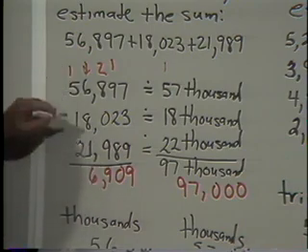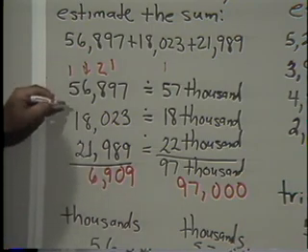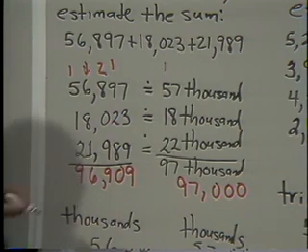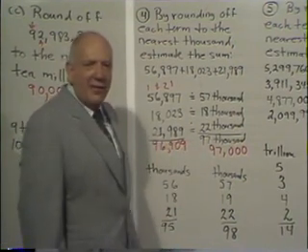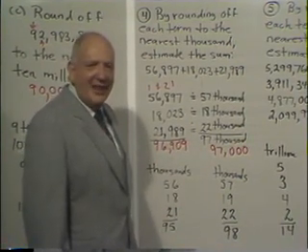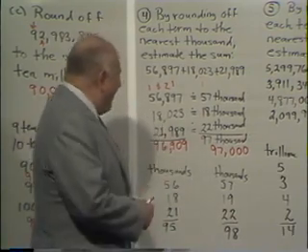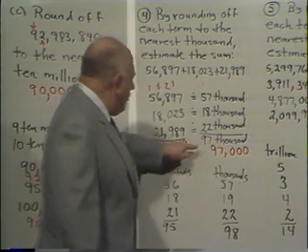Put down the 6 and carry the 1. 1 and 5 are 6. 1 is 7, and 2 are 9. The exact answer is 96,909, and my estimate was what? 97,000. Aren't you glad to know me? Neat, isn't it? By the way, we can even do better than this.